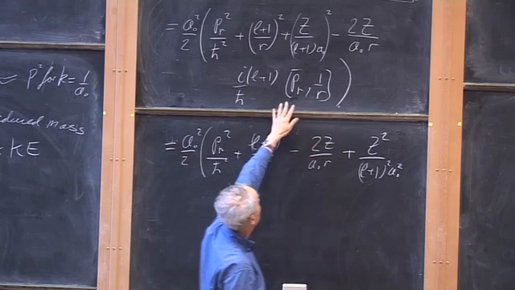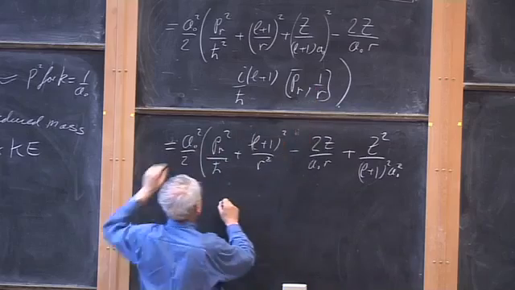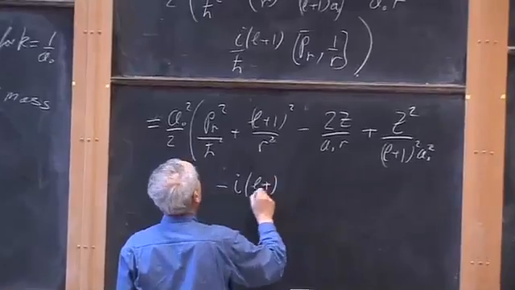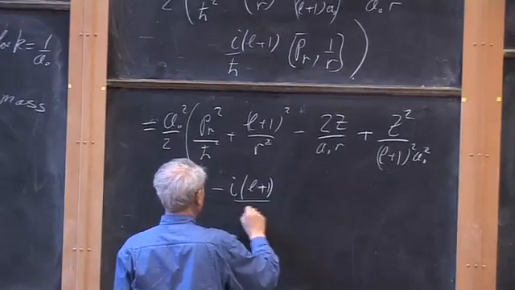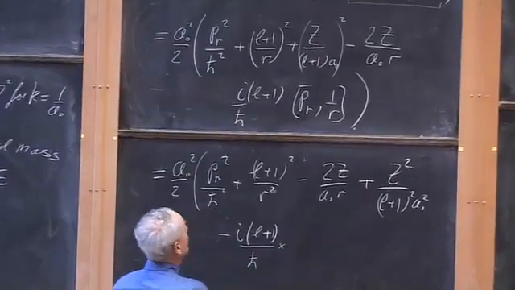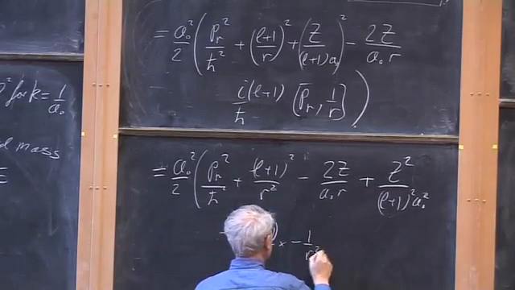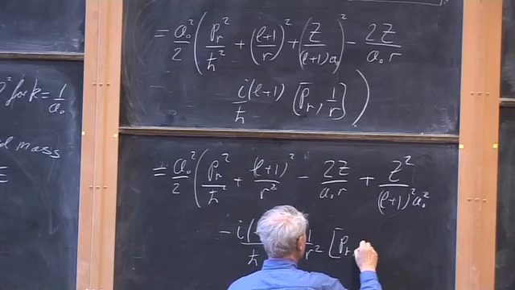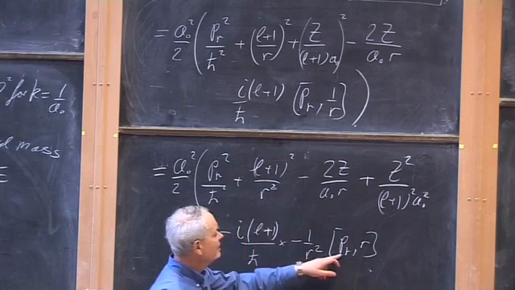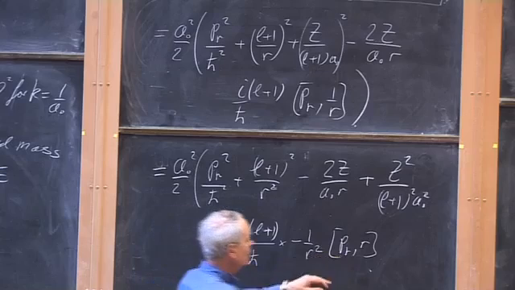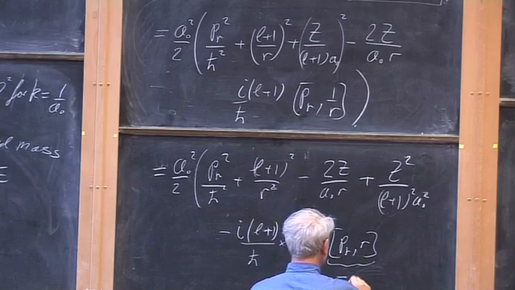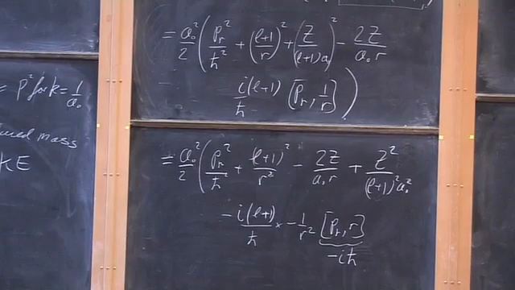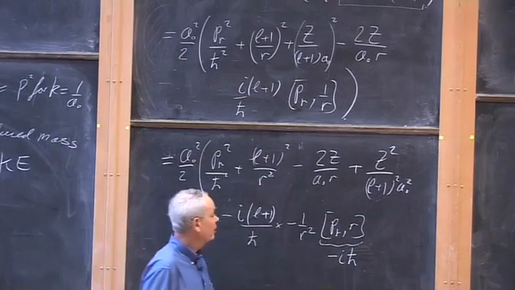So what we have here is the derivative of 1 over R, which is minus I L plus 1 over h bar, times minus 1 over R squared, because that's the derivative of 1 over R, times the commutator of P_R and R. But this is a piece of a canonical commutation relation. This is equal to minus i h bar, right? We showed that R comma P_R is equal to i h bar. So in this order, it's minus i h bar.